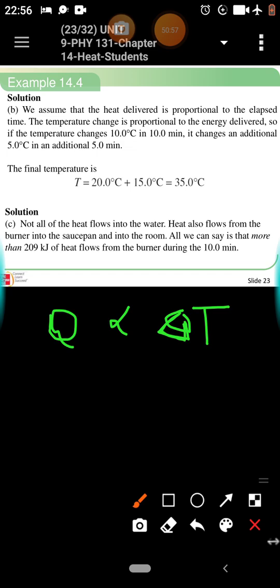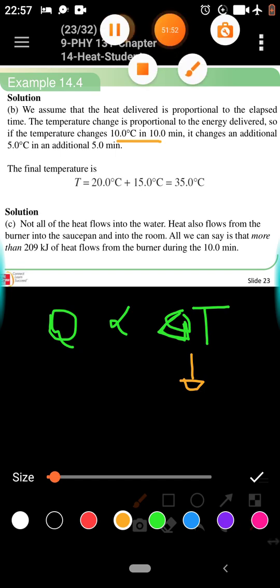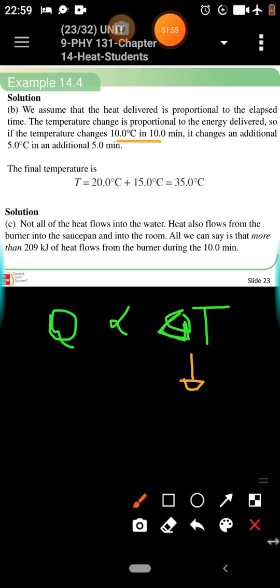If the temperature changes 10 degrees in 10 minutes, and the temperature changes 10 degrees in 5 minutes, it means that it changes an additional 5 degrees in an additional 5 minutes. So this statement says it changes an additional 5 degrees in an additional 5 minutes.